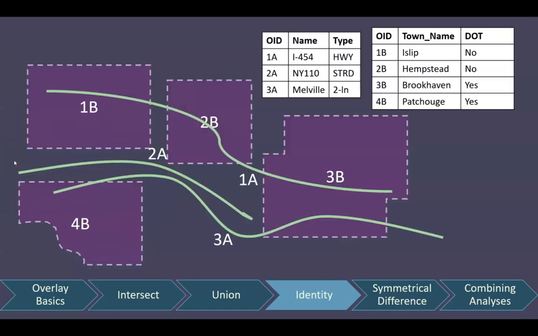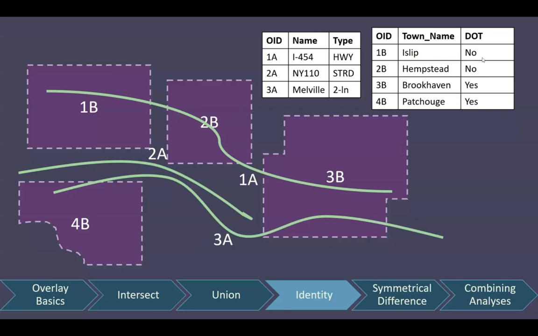Let's go ahead and look at an example here. In this example, we have 2 things. We have roadways, so that's these big green lines here, and we have townships, and whether or not the townships have a Department of Transportation. What we want to know for each road is what segments of the road are in a township, and do the townships have a Department of Transportation or not.